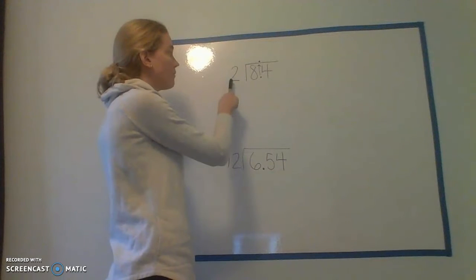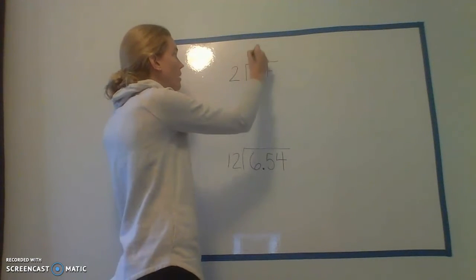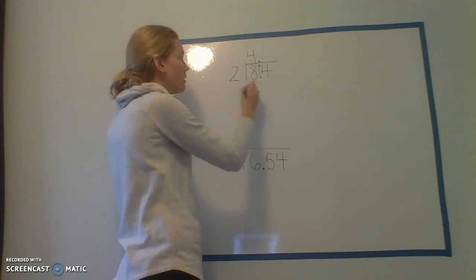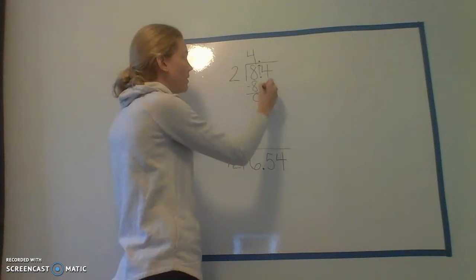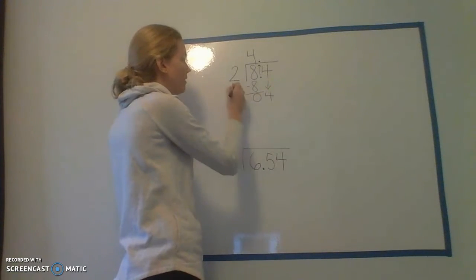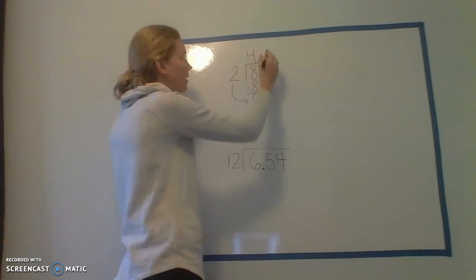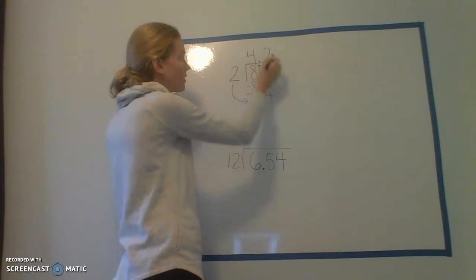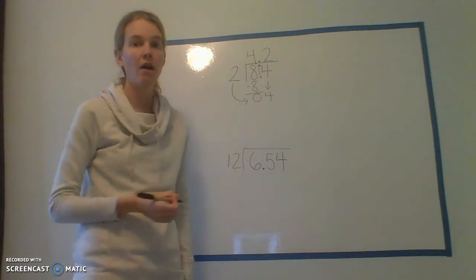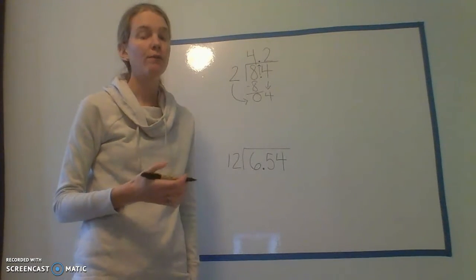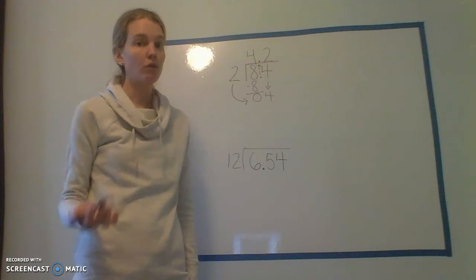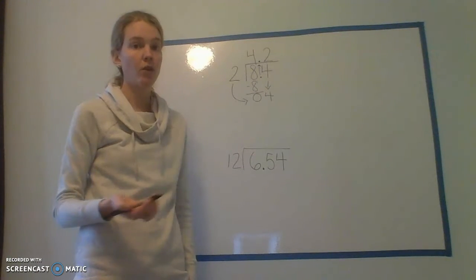Then you say, how many times does 2 go into 8? It goes in 4 times. 4 times 2 is 8. I subtract. I bring down my 4. And I say, how many times does 2 go into 4? It goes in 2 times. And you'll notice that the number 2 would be on the right side of the decimal point. So your answer is 4.2. 4.2 is close to the estimate, which was 4. So your answer is correct.